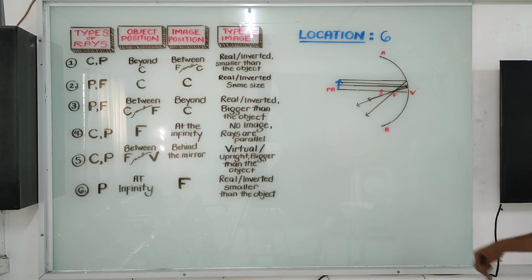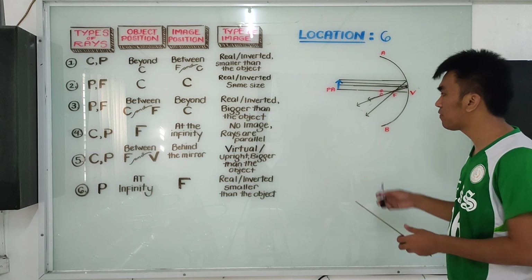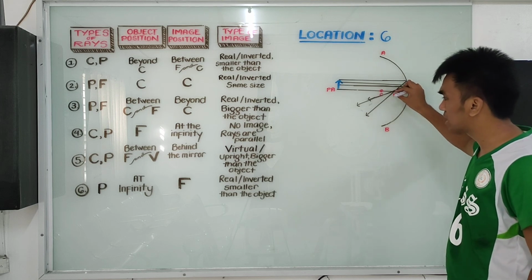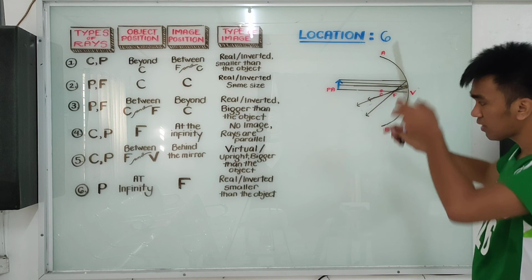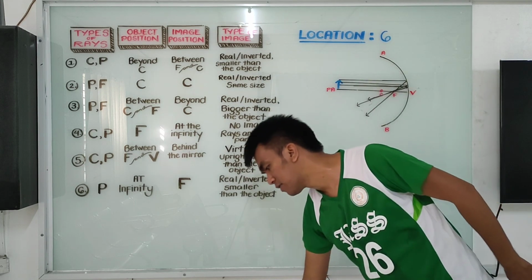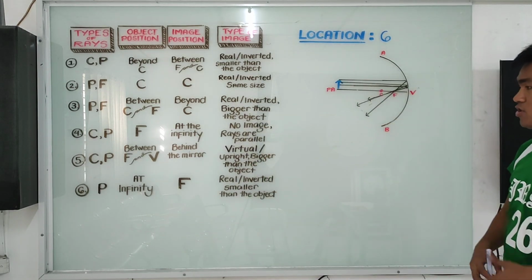and all reflected rays will pass through the focal point. So the image that will be formed is real, maliit lang yan, smaller than the object because it's located here. And it's inverted. So that is the last location.